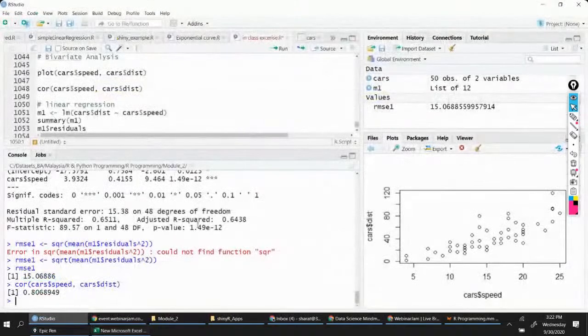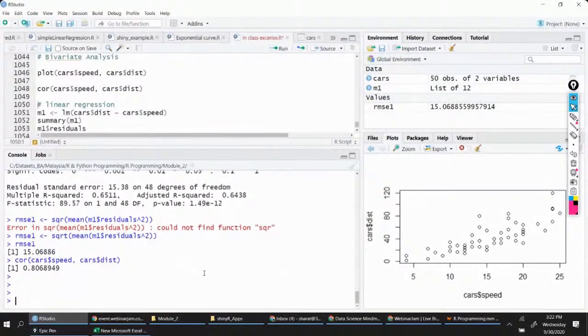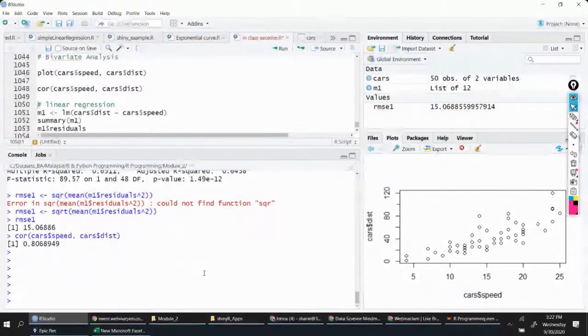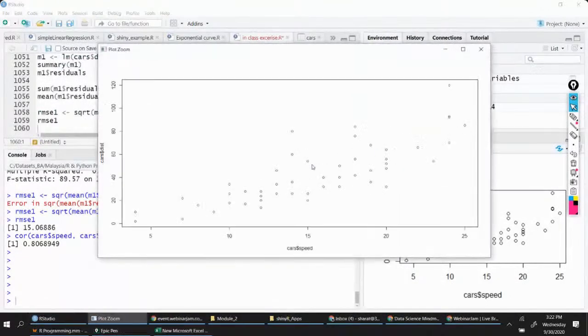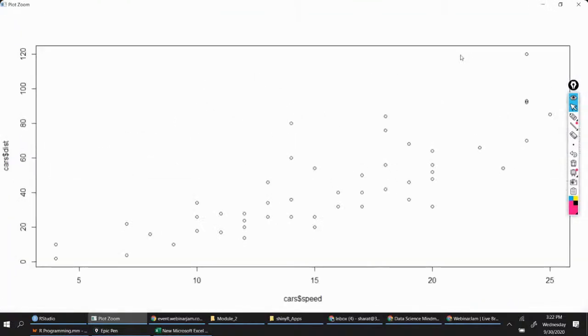Now we have to improvise this particular result. We have to improvise the model that we have obtained. How do we do that, guys? What do you suggest? This is our scatter diagram. How can we achieve better accuracies? What do you think?